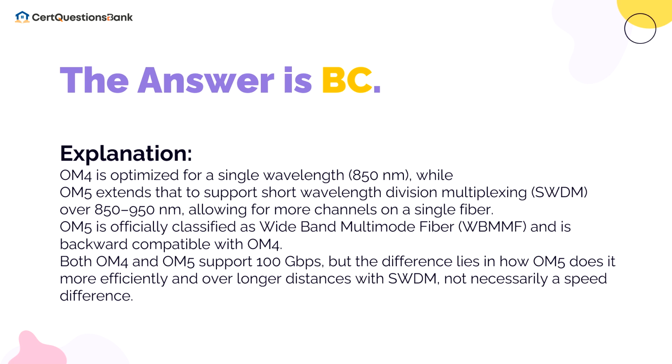OM5 is officially classified as wideband multimode fiber, WBMMF, and is backward compatible with OM4. Both OM4 and OM5 support 100 gigabits per second, but the difference lies in how OM5 does it more efficiently and over longer distances with SWDM, not necessarily a speed difference.